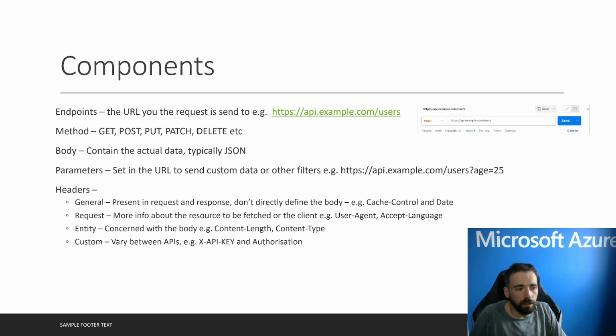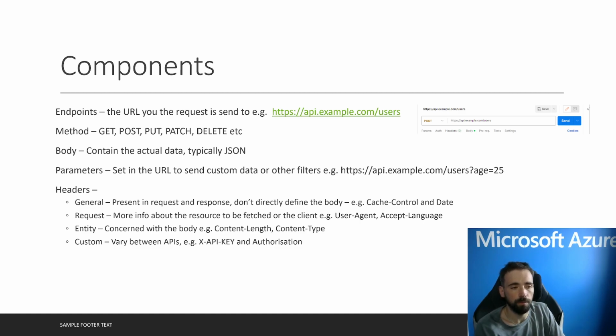We've then got entity headers. This is concerned with the body, so things like content length and content type. If you've dealt with API calls before, you'll probably recognise content type. We might specify this to application/json. That's the most common type of body that we'd use, but we might use something different, and this is a header that we would set for that.